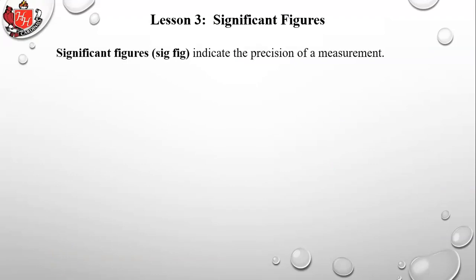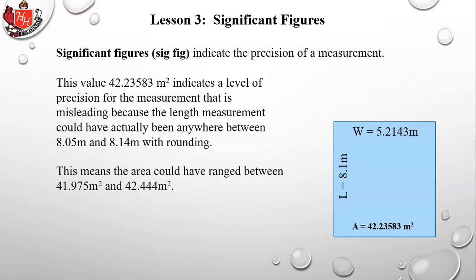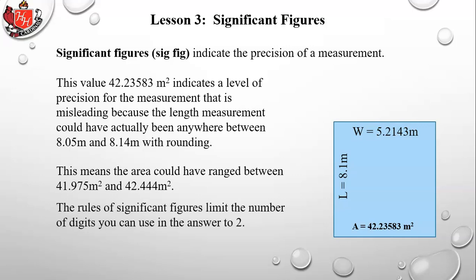Okay, so significant figures indicate the precision of a measurement. So this value, 42.23583 meters squared, indicates a level of precision for the measurement that's misleading because the length of the measurement could have actually been anywhere between 8.05 meters and 8.14 meters with rounding. So 8.05 would have rounded up to the 8.1 value that we used, and 8.14 meters could have rounded down to the 8.1 meter value that we used. This means that the area could have ranged between 41.975 meters squared and 42.444 meters squared. And that's a difference of about a half a meter squared. The rules of significant figures limit the number of digits you can use in the answer to 2 in this particular answer. So that means the answer would actually be 42 if shown to the appropriate number of significant figures. So now we're going to learn what these rules are and how they work.